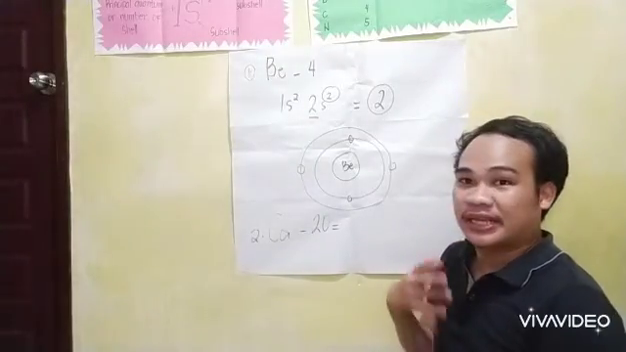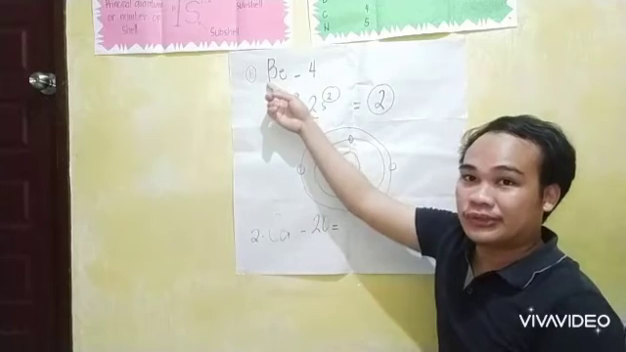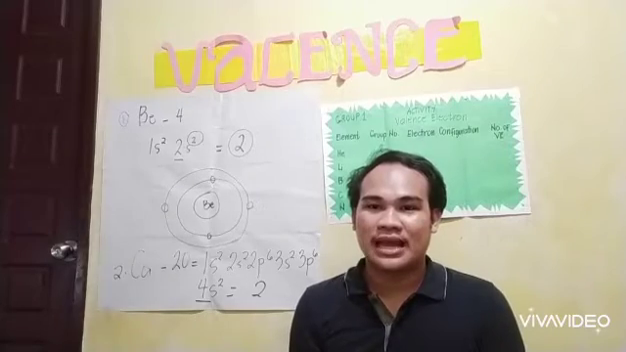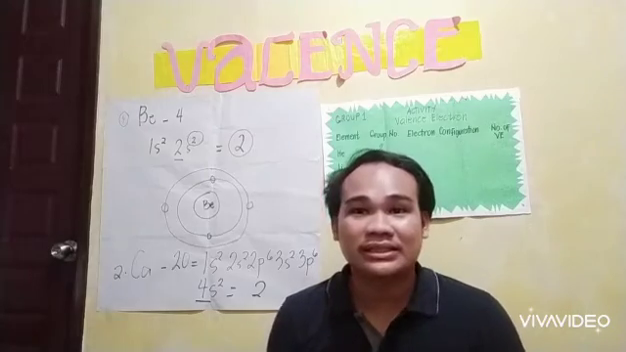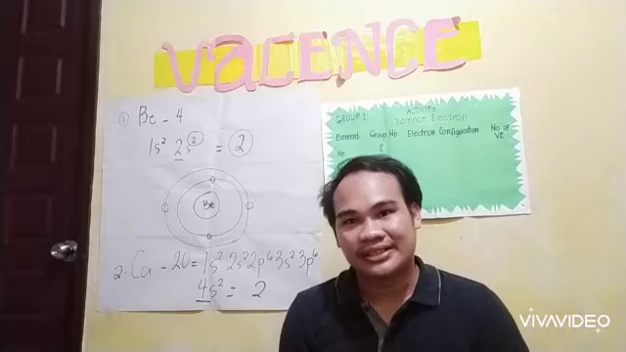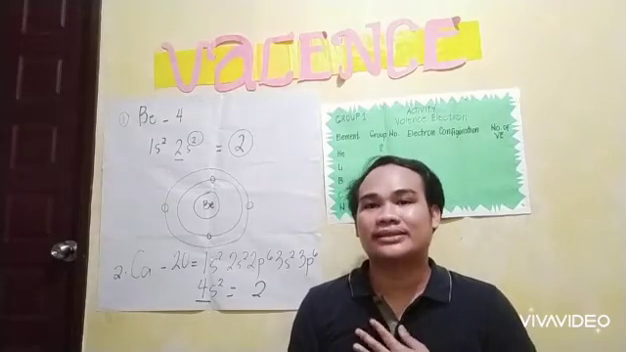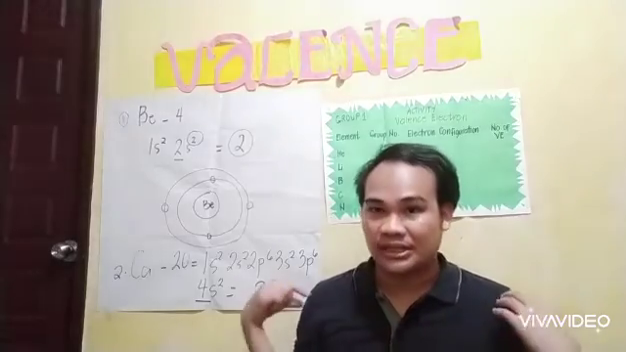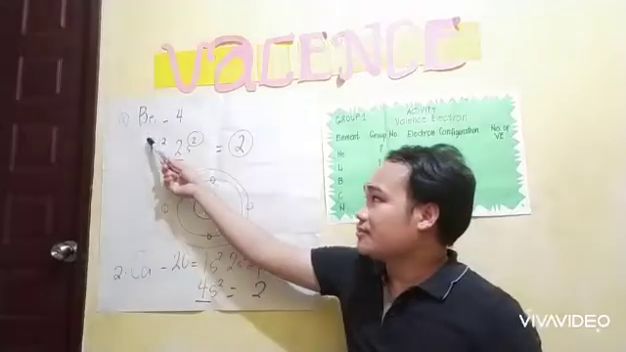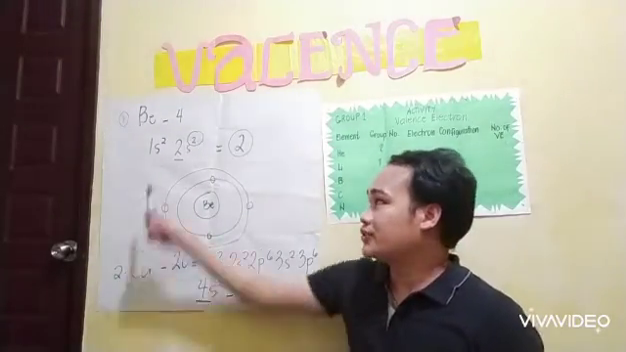Again, I will explain our first example. Okay, again, we have beryllium. So what is the atomic number of beryllium? Again, I will explain our examples so that you can really understand the valence electron, or how to get the valence electron of an element. So we have 2 examples here. Okay, another example, we have beryllium. The atomic number of beryllium is 4.